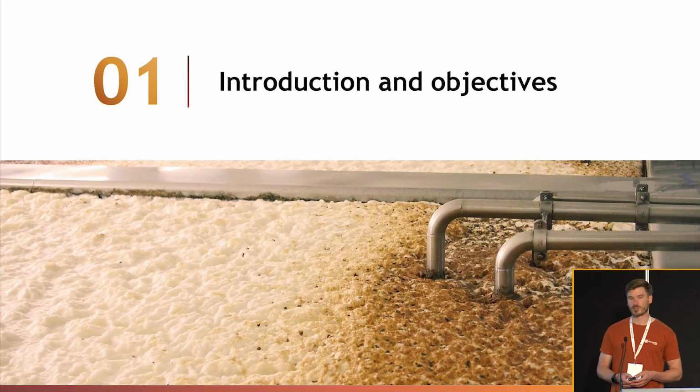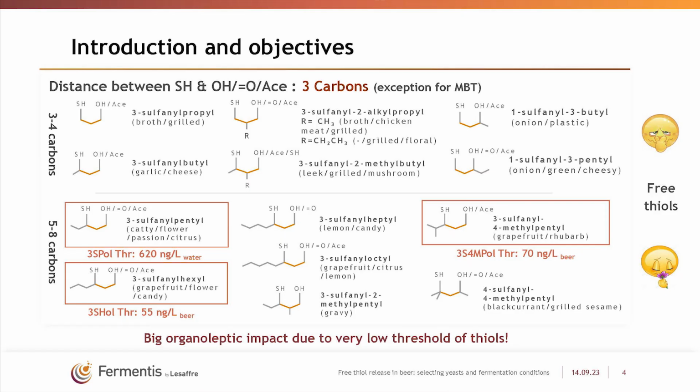So a bit of introduction on the thiols. Sorry, this slide is very busy, very chemical, but don't worry, it's going to be simplified on the rest of the slides. But what we want to show you here is that thiols are aromatic compounds that you have in malt, but mostly also in hops.